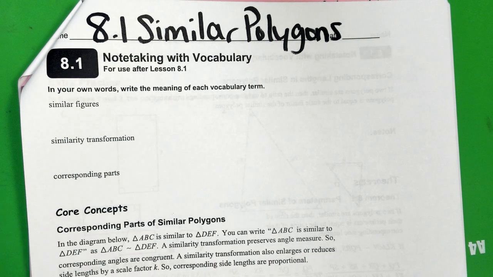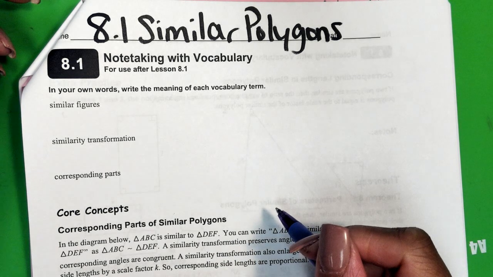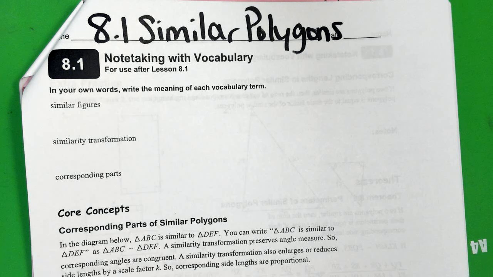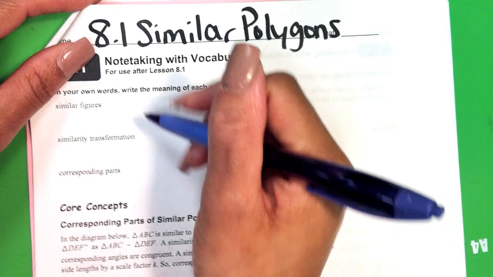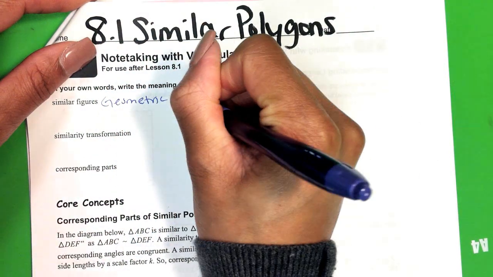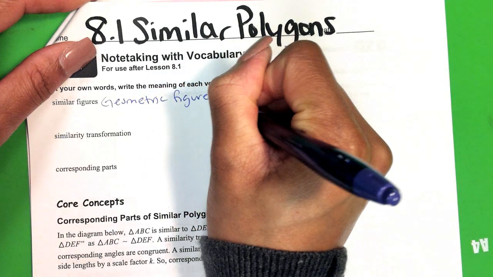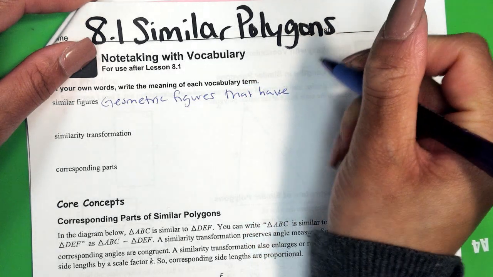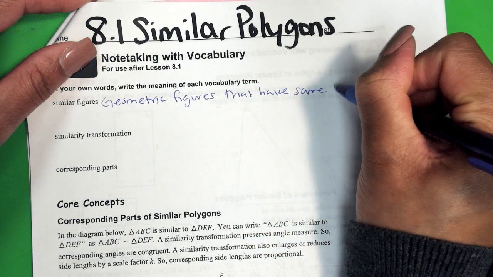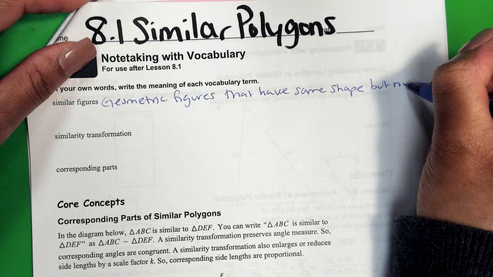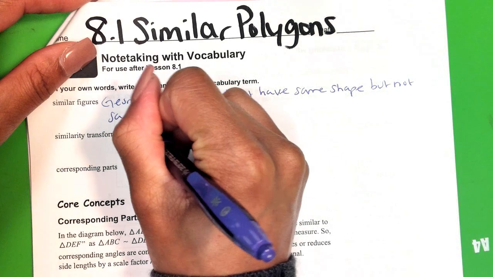Good morning, class. We are on to 8.1 Similar Polygons, and our first definition is similar figures. These are three definitions we actually covered last semester, but just as a recap, similar figures are geometric figures that have the same shape but not the same size.